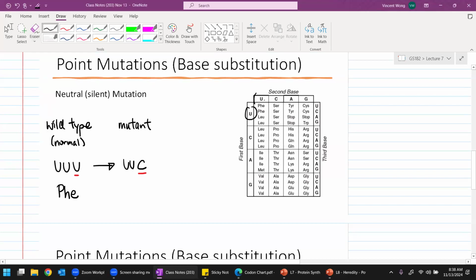UUC, yeah, also PHE, right? So what happened? Well, nothing happened. In this case, changing the nucleotide does not result in a different amino acid. We call this a silent or neutral mutation. It is kind of like the best kind of mutation to have because it's not going to have any negative effect on you, right?